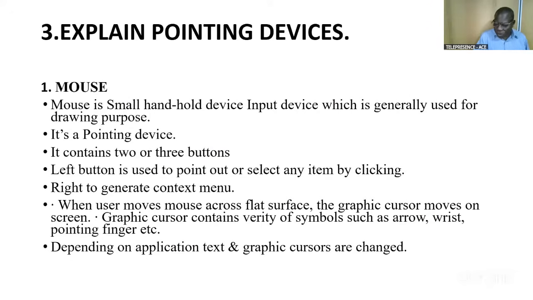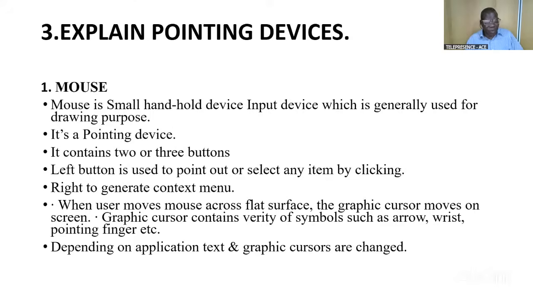Now, let's come to pointing devices. Mouse, a small handheld input device, which is generally used for drawing purposes. It is a pointing device, and you can use it to pick some buttons. It contains 2 or 3 buttons.